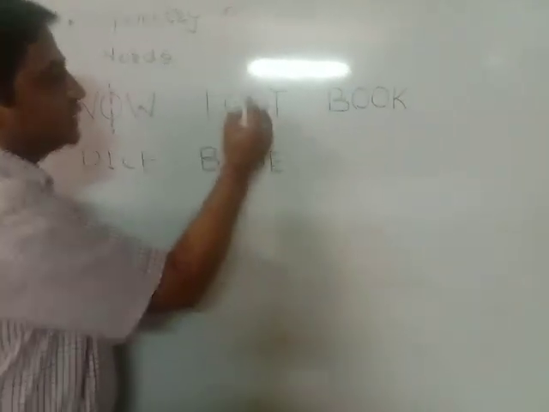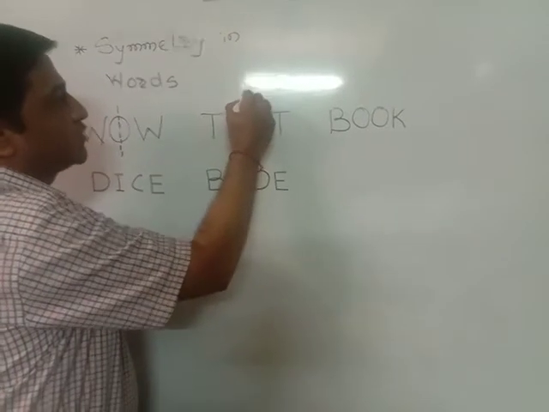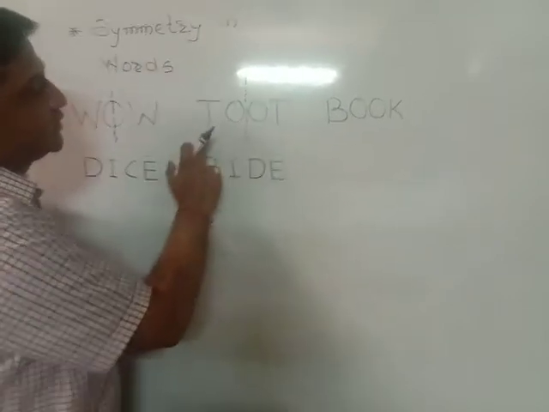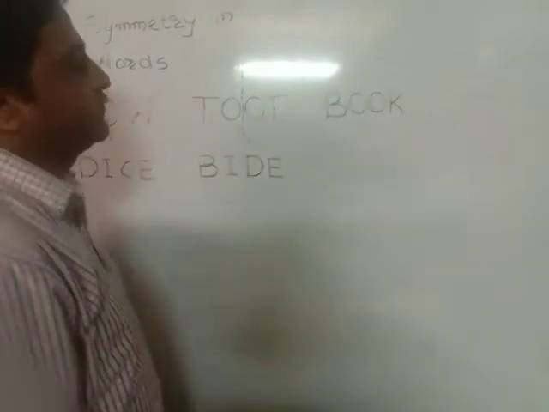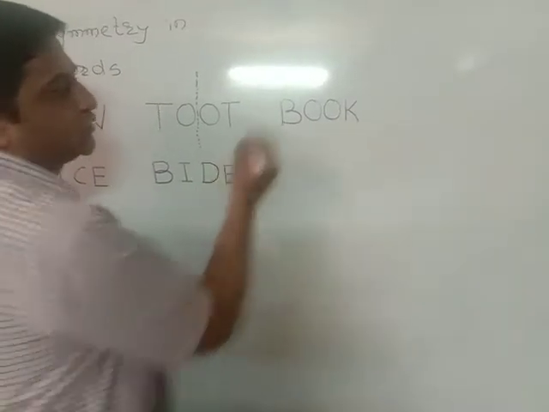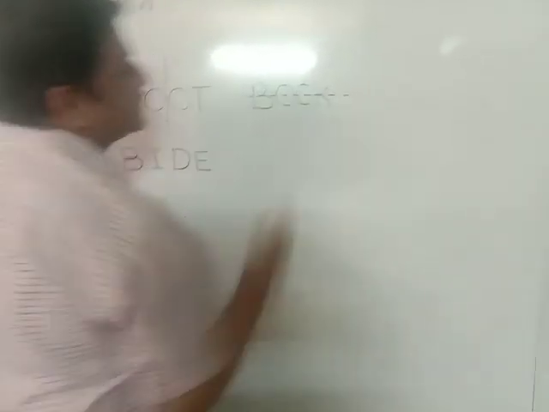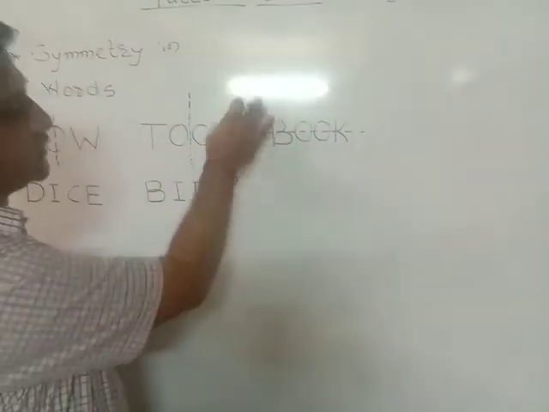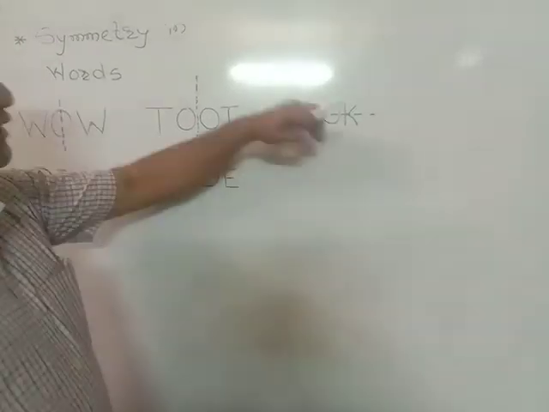Even the word TOOT. Where shall I draw the line of symmetry? Shall I draw a horizontal line of symmetry? No. If I draw a vertical line exactly in between the two O's, you will see that the first half of the word is exactly symmetric to the second half. What about the word BOOK? Shall I draw a horizontal line of symmetry? Yes. In the word BOOK, if I draw a horizontal line of symmetry, it will divide the word into two equal parts. The upper half is a mirror image of the remaining half. Such a figure is known as a water image.